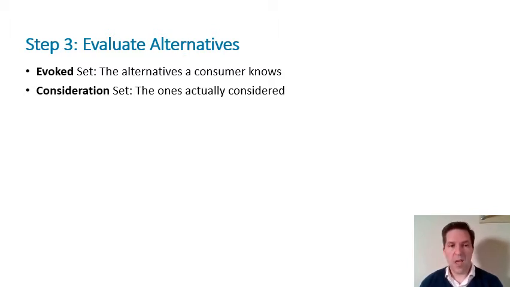Then after that, we have the consideration set. This is a smaller set of brands that the consumer thinks are good enough to be thought about. Not all the brands that you know are going to be brands that you're going to be comfortable purchasing. So moving from the evoked set to the consideration set is another step, getting closer to being chosen by the consumer.